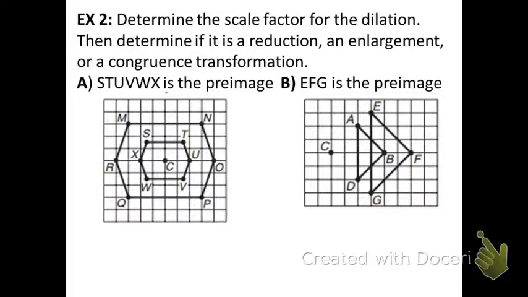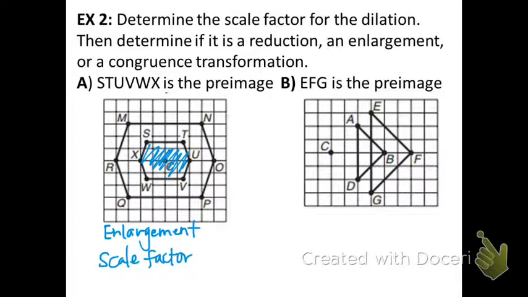Okay, on example 2 it says determine the scale factor and then determine if it's a reduction, an enlargement, or a congruence transformation. So it says initially that STUVWX is our pre-image, or our original shape, and the one on the outside is our new shape, so we can see that it's getting bigger, so it's an enlargement. After that you want to find the scale factor.